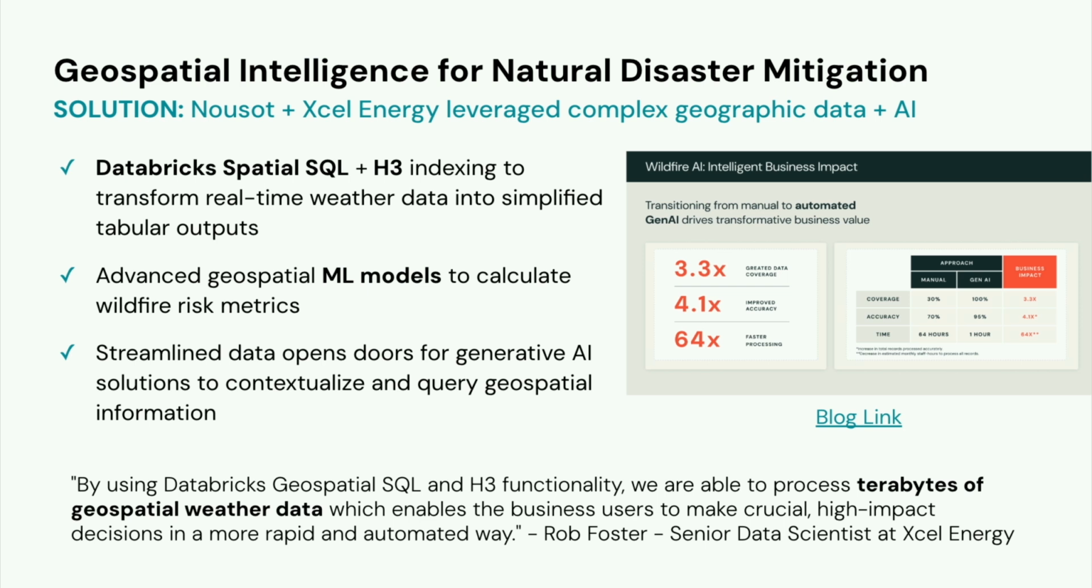From that really good data engineering, they were able to build and bring on their ML models, and then take that further with some generative AI initiatives that are coming online now. All of that together is at terabyte scale of data for the weather data. And they were able to achieve 3x better coverage of their data with this process, 4 times better accuracy, and 64 times faster processing. So a really good success all around for Xcel and their partner Newsot, which is now part of Lovelytics, if I didn't mention that before.